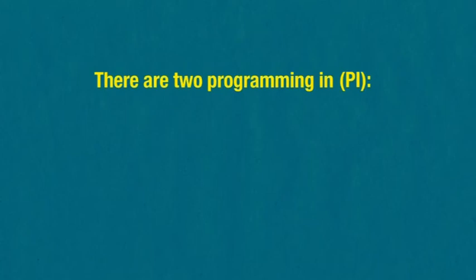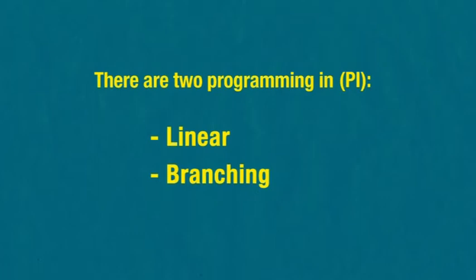In terms of classroom teaching, PI is essentially an attempt to provide instruction that is more individualized, more tailored to each learner's unique learning abilities and needs, and largely self-instructional. There are two programming approaches in PI. One is linear and another one is branching.